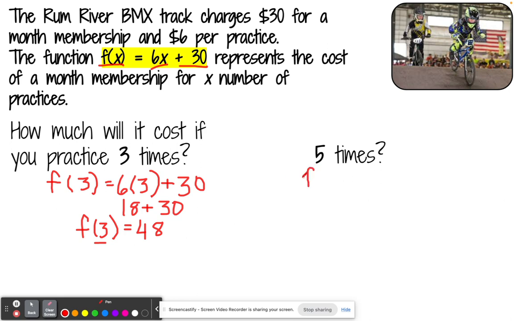Let's look at f of 5 for the same function. F of 5 will be 6 times 5 this time, plus 30. 6 times 5 is 30, plus 30. So my f of 5 will be 60.